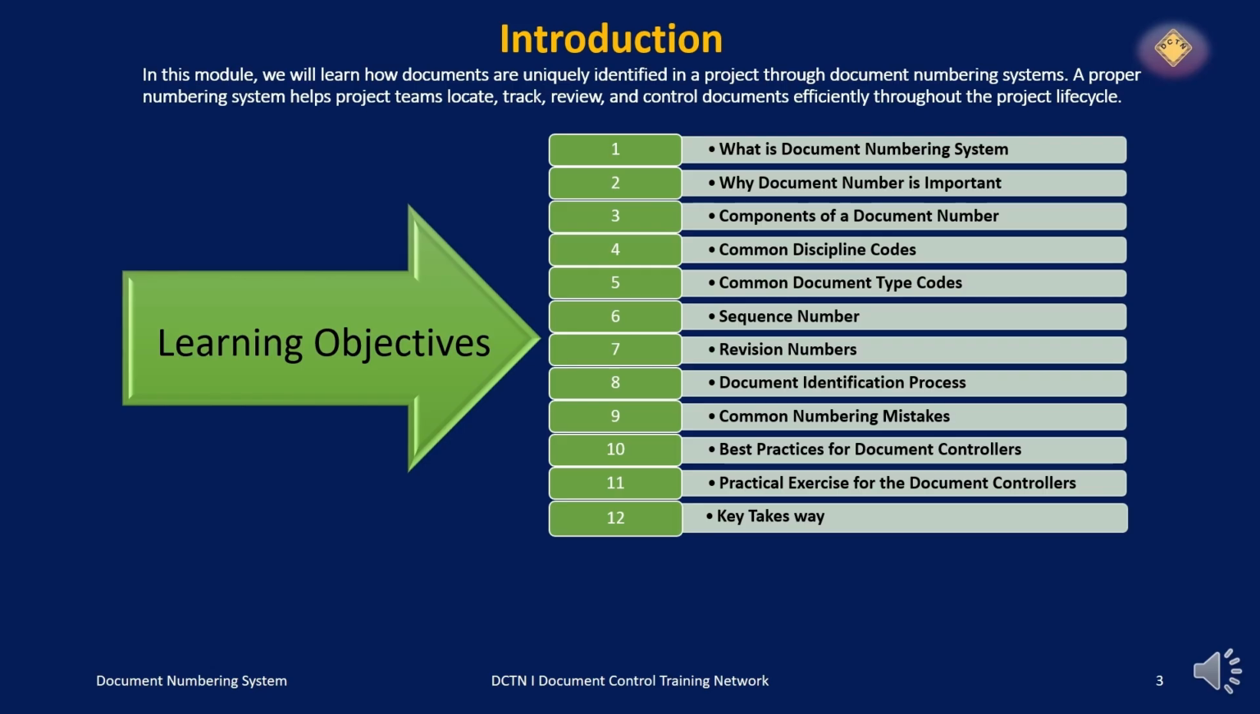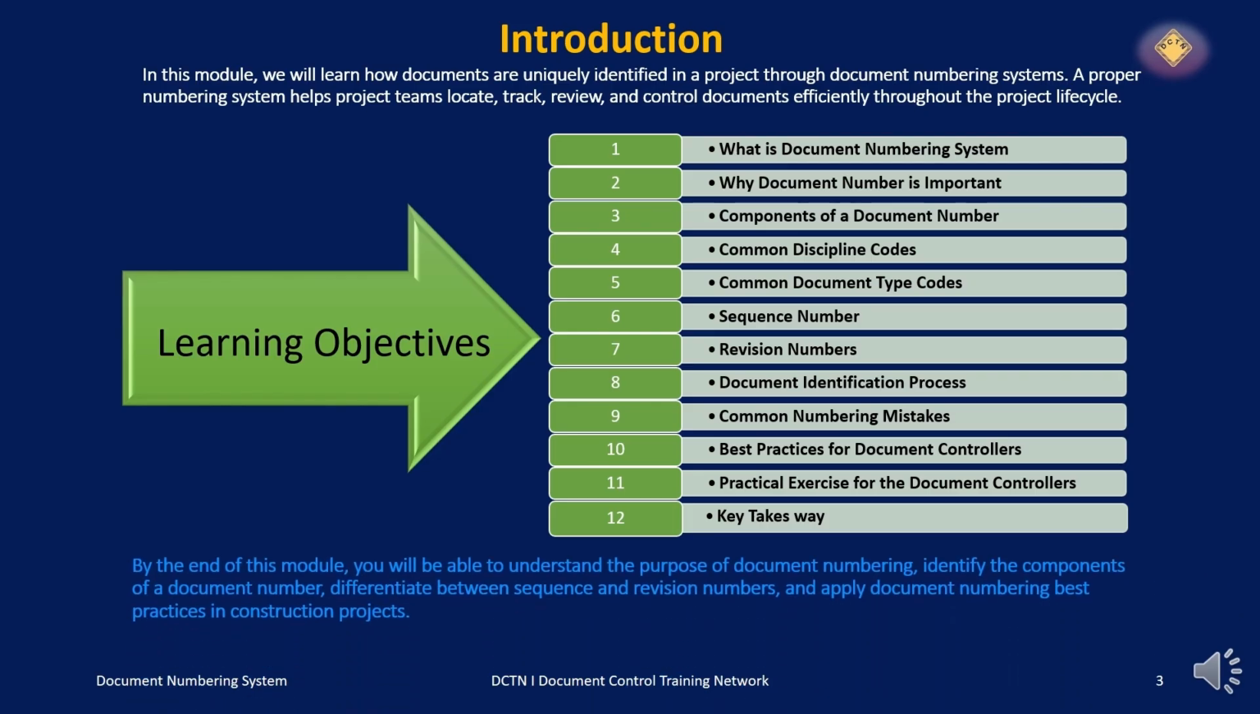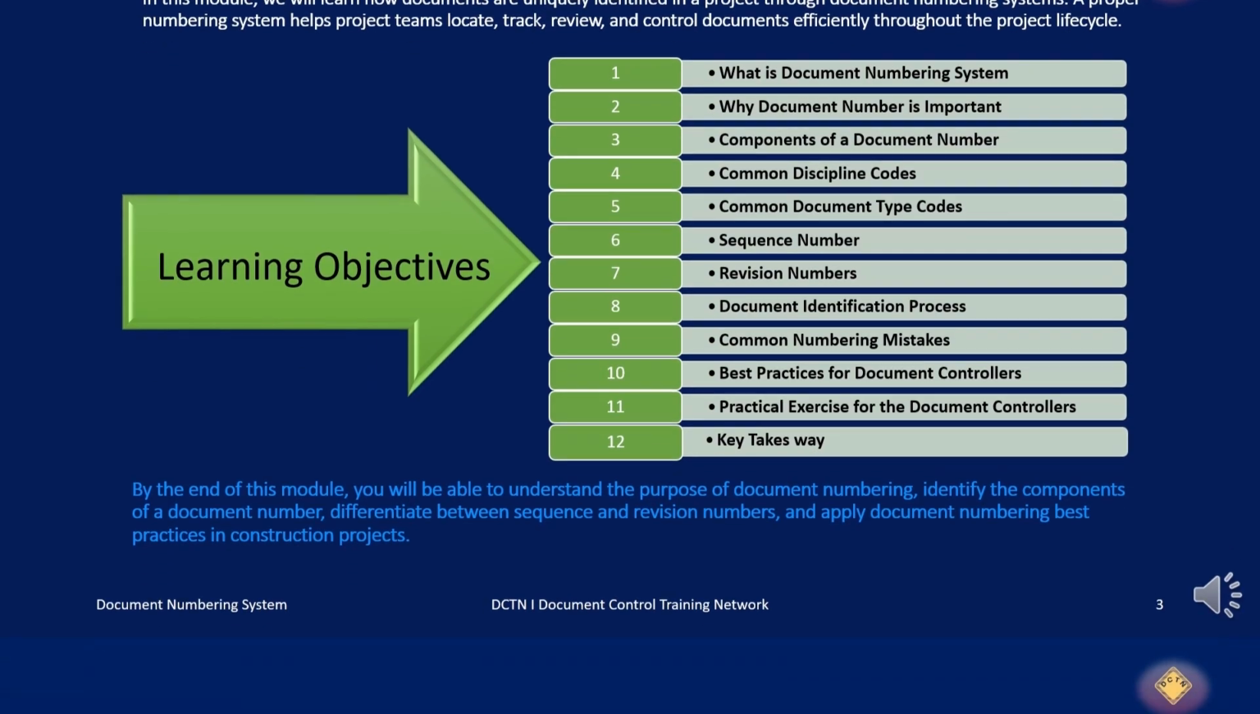We will also learn the difference between a sequence number and a revision number, which is a common area of confusion for many beginners. Next, I will explain the document identification process and show you how a document moves from creation to final archiving. Finally, we will discuss common numbering mistakes and best practices for document controllers and solve a practical exercise together. By the end of this module, you will have a solid understanding of document numbering and document identification.